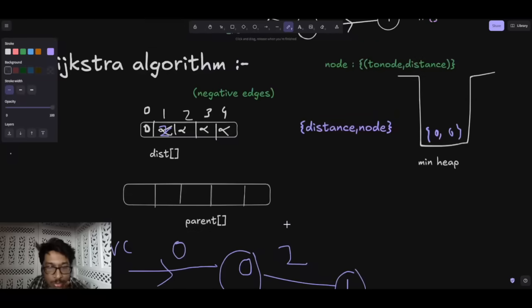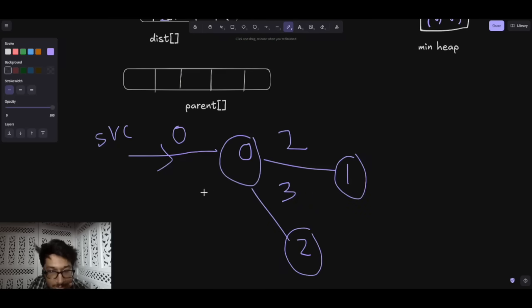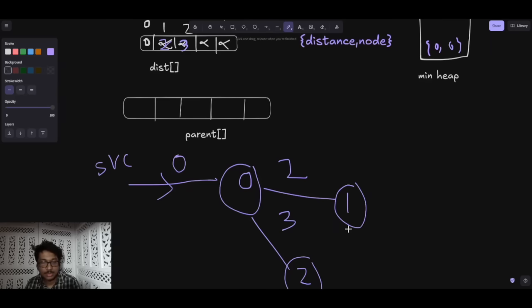Same thing you do for 2. So 0 to 2, the distance is 3. So total distance from source to 2 is 0 plus 3, 3. Source to 2 is 3, so replace it with 3. Cool. Done. And whenever you do it, you have to put it back in the min heap.